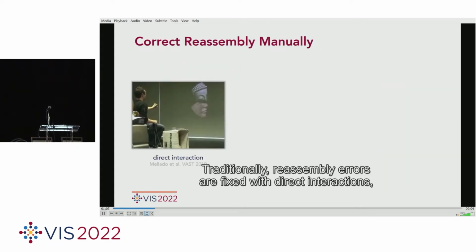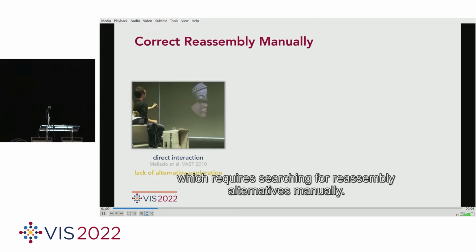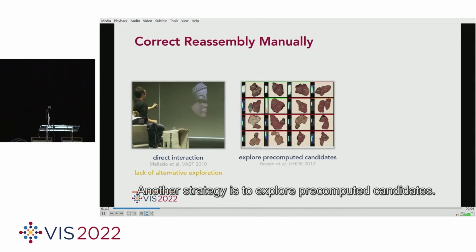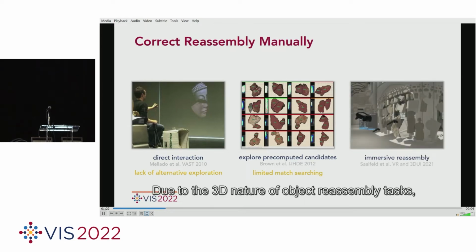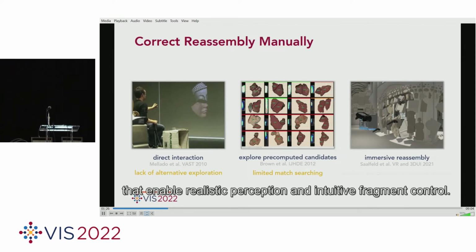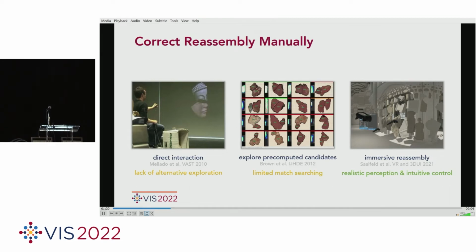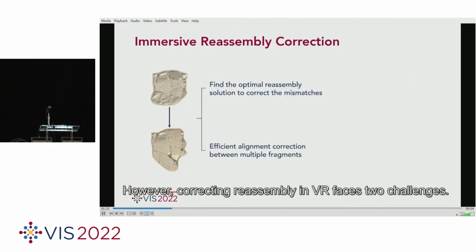Traditionally, reassembly errors are fixed with direct interactions, which requires searching for reassembly alternatives manually. Another strategy is to explore pre-computed candidates. However, numerous candidates limit match searching. Due to the 3D nature of object reassembly tasks, various works adopt VR techniques that enable realistic perception and intuitive fragment control. However, correcting reassembly in VR faces two challenges.